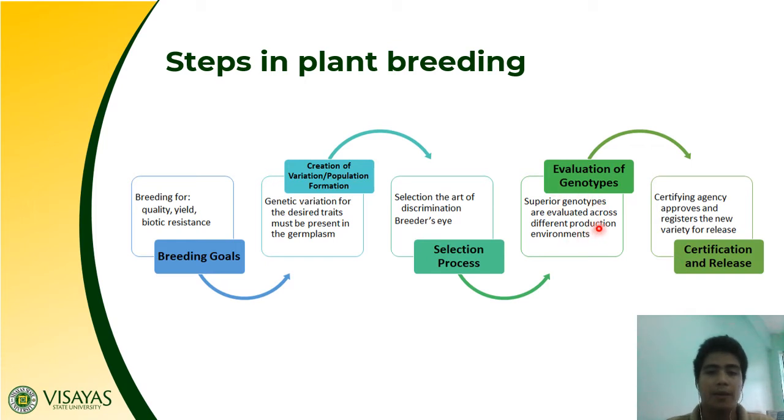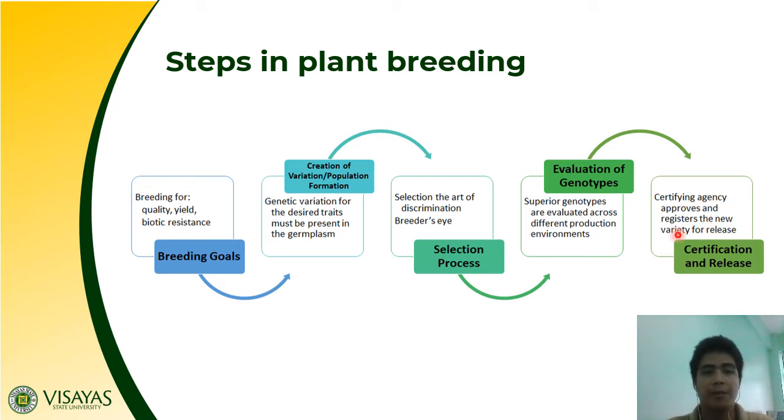So once you've done with the evaluation of the genotype, then you need to proceed to the certification and release of new variety. So here we have a certifying agency to approve and register the new varieties you have just developed. And this is very important because once you have registered your variety, you can gain breeders' rights and you have protection against illegal release of your cultivar, and you now have ownership over your cultivar. Also, there are some advantages you can get once you have registered your variety before you can release it.